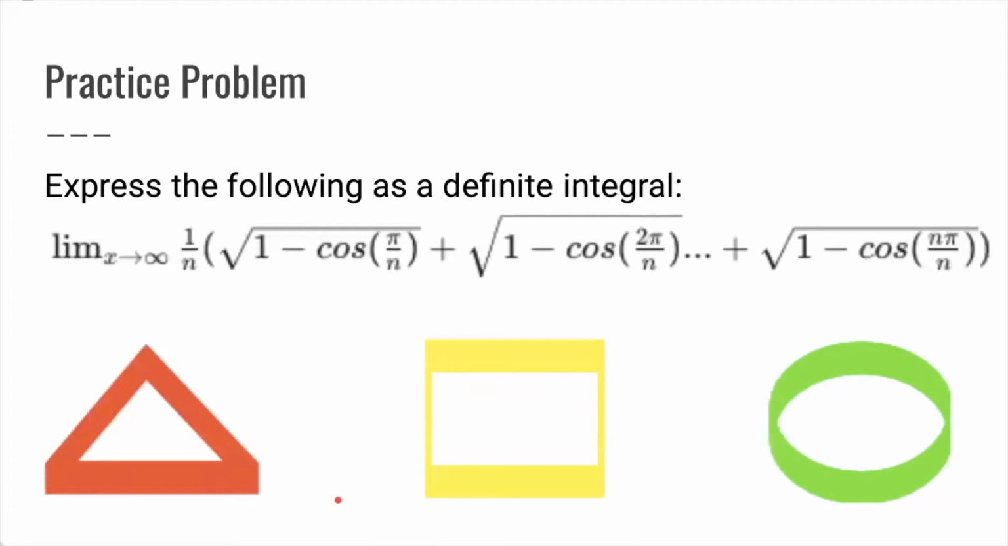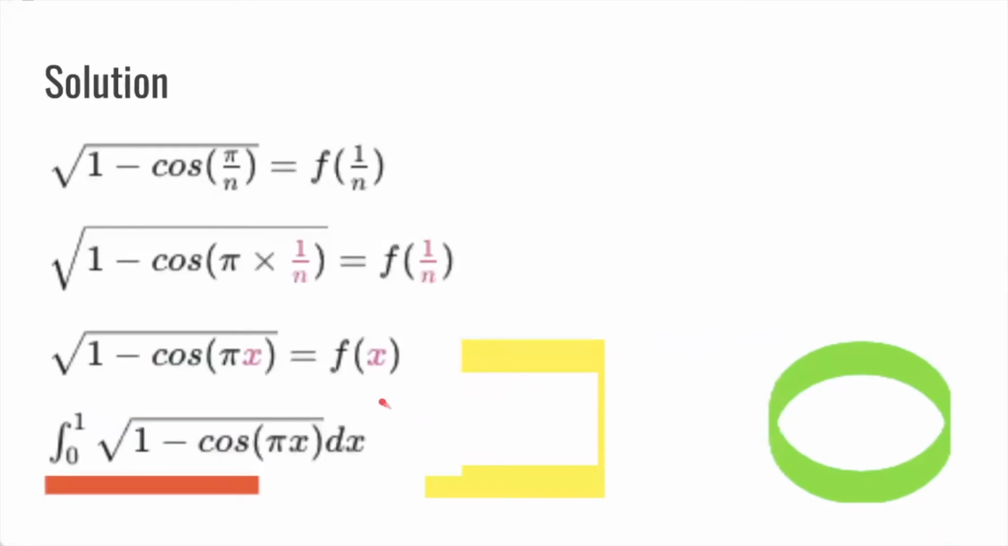All right, here's another practice problem. And here is the solution. So the first term in the series is equal to f of 1 over n. And then pi over n, that's the same thing as pi times 1 over n. So now you can replace every occurrence of 1 over n with x, and you get f of x is equal to the square root of 1 minus cosine pi x.